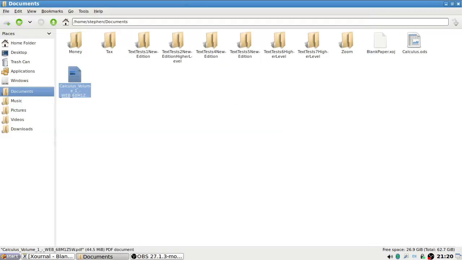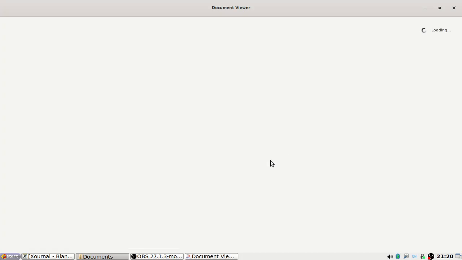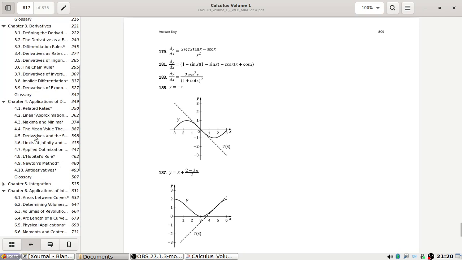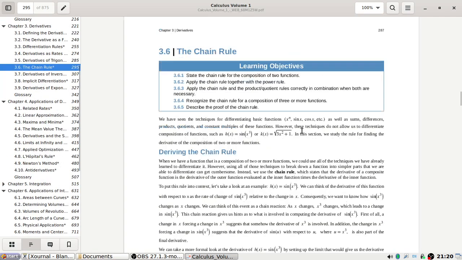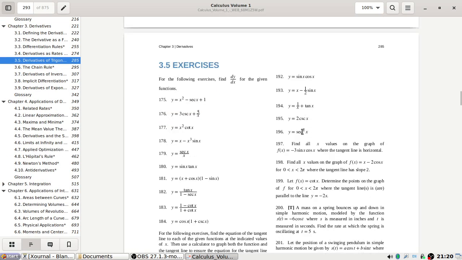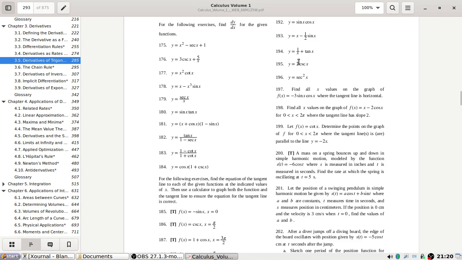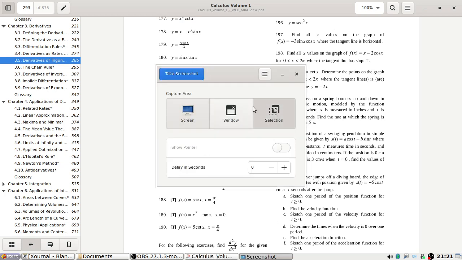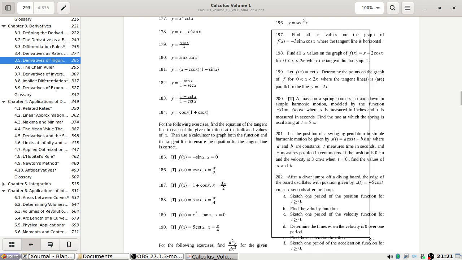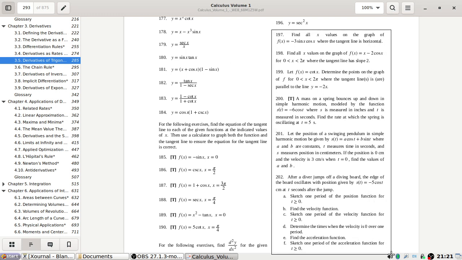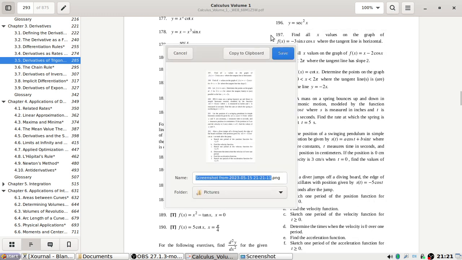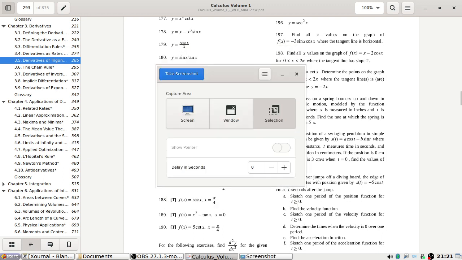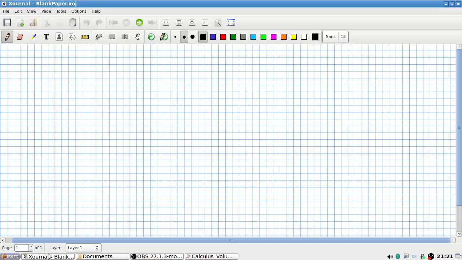Okay, let's see, where did we leave off? Trig, wasn't it? No, I remember we've done up to 196. So let's have a look. Maybe we can get the page finished. Let's see.